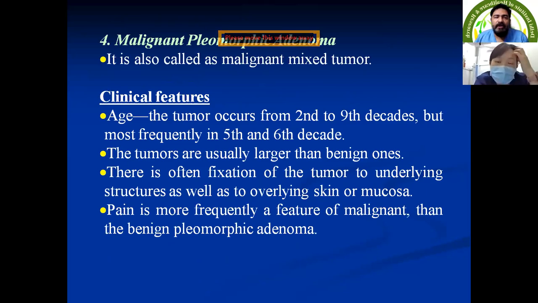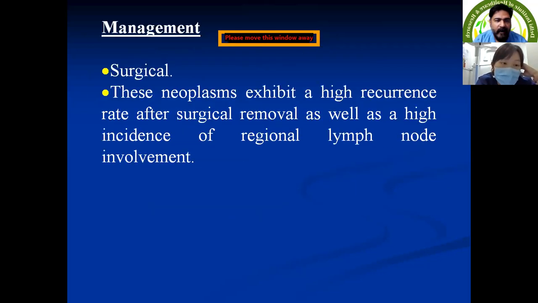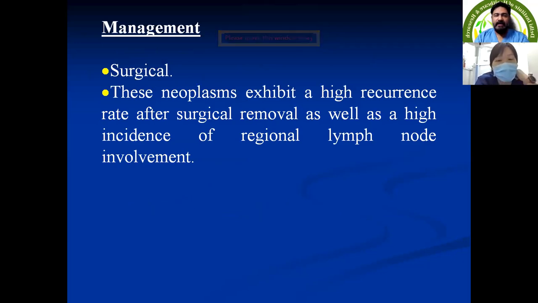Malignant pleomorphic adenoma, also called malignant mixed tumor. The tumor occurs from the 2nd to 9th decade, but most frequently in the 5th to 6th decade. The tumor is usually larger than the benign one. There is often fixation of the tumor to the underlying structure as well as the overlying skin or mucosa. Pain is more commonly a feature of the malignant than the benign pleomorphic adenoma. In benign, the pain is not there. Management is surgical. These neoplasms exhibit a higher recurrence rate after surgical removal as well as a high incidence of regional lymph node involvement.